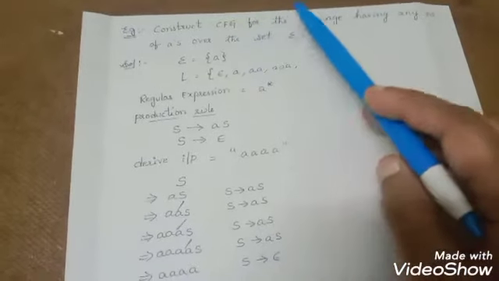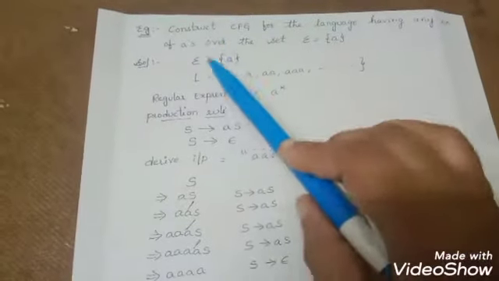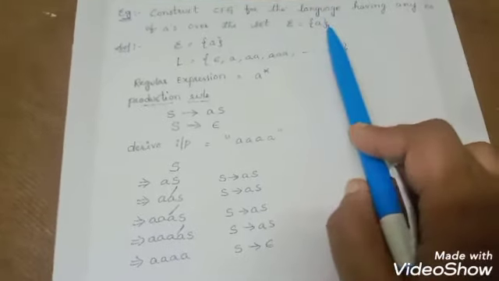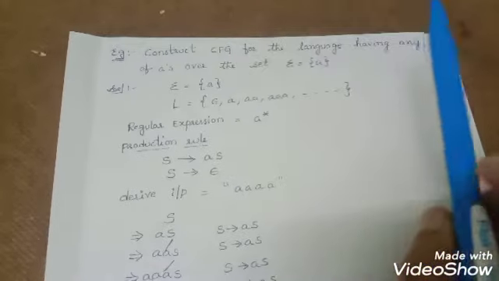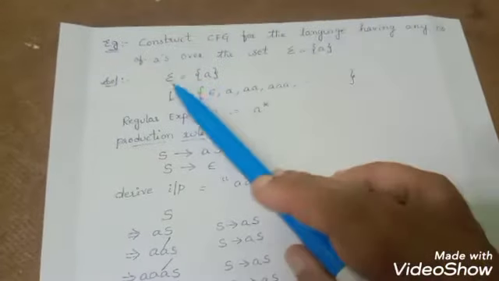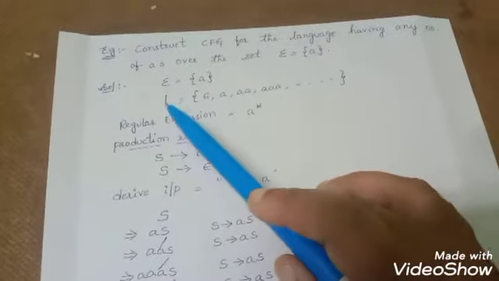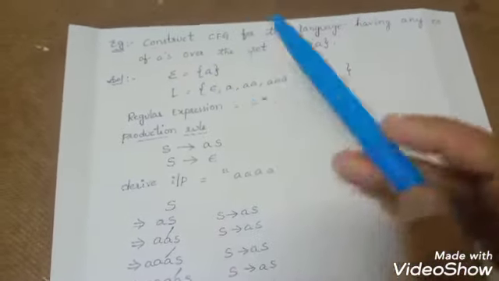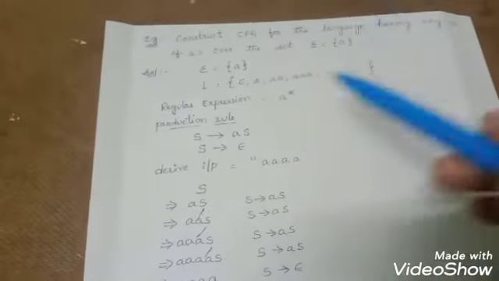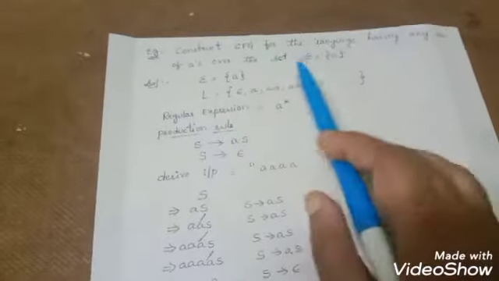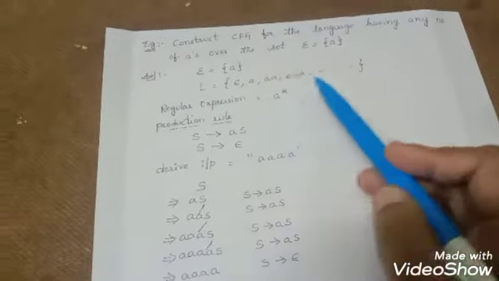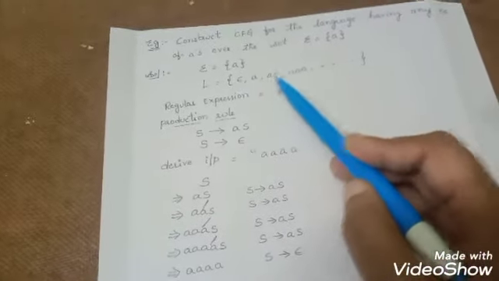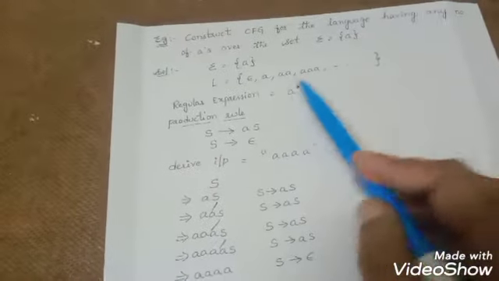Construct a CFG for the language having any number of A's over the set {a}, so our input string is A. We need to construct a CFG that should have any number of A's. The strings we may get are epsilon, A, double A, triple A, or any number of A's, and so on. What is the regular expression for this? A star: A power 0 gives epsilon, A power 1 gives A, A power 2 gives double A, like this. So this is the regular expression.